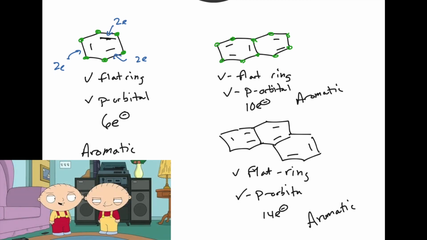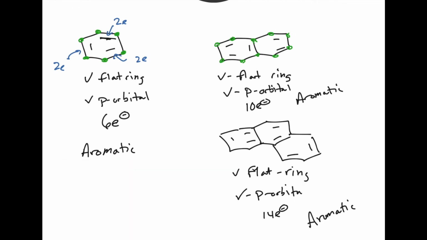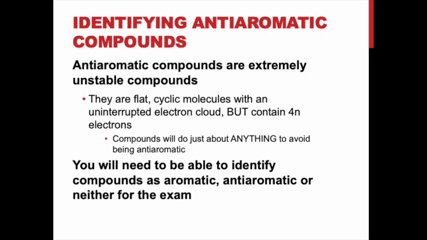If cartoons have taught me anything in my life, where there is good, there must be evil. Where there is stability, there must be instability. Yes, where there is order, there must be chaos. So, we have aromatic compounds that are very stable. Then we have the opposite of aromatic compounds, which are called anti-aromatic compounds.